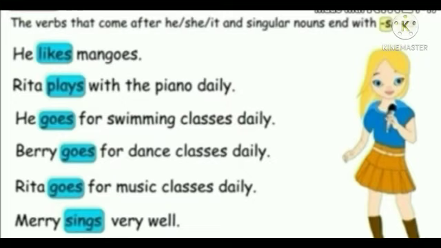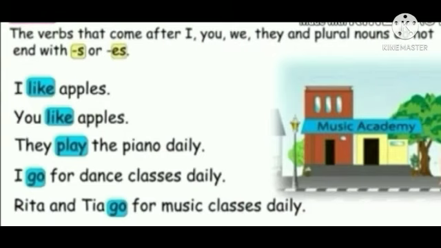Mary sings very well. The verbs that come after I, you, we, they and plural nouns do not end with S or Es. For example, I like apples. Even though I is a singular subject, we don't add S or Es to the verb like. So, I like apples. Similarly, you like apples. Here, they is a plural subject and so we do not add S to play. So, the sentence is, they play the piano daily.